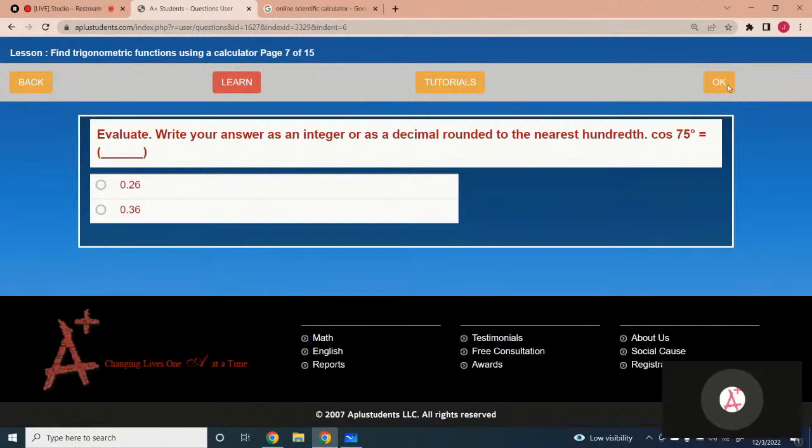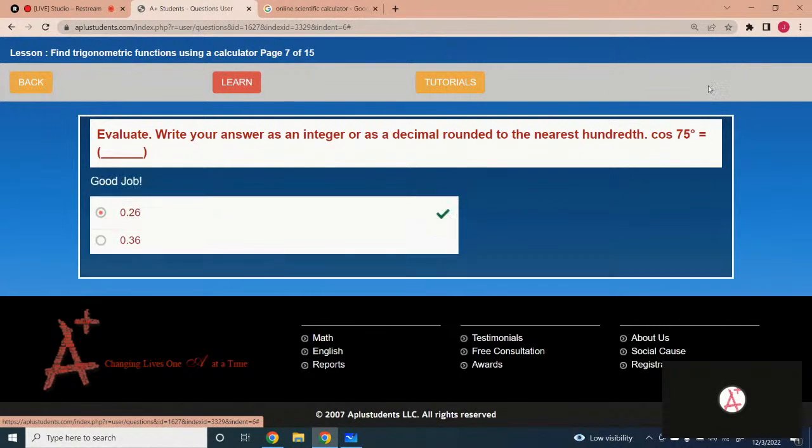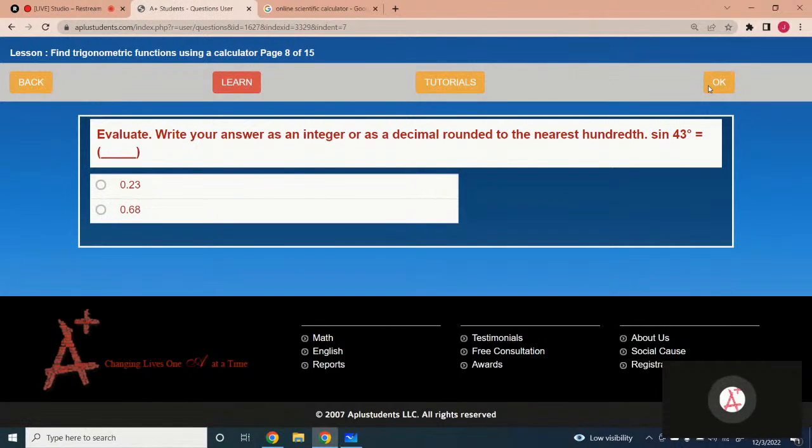Okay, the next one is evaluate. Write your answer as an integer or as a decimal rounded to the nearest hundredth. So it would be cos 75. So select the cos button and then click on the 75. So cos 75 is 0.26. So the correct option is 0.26. Just select the correct option, then click on the OK button.